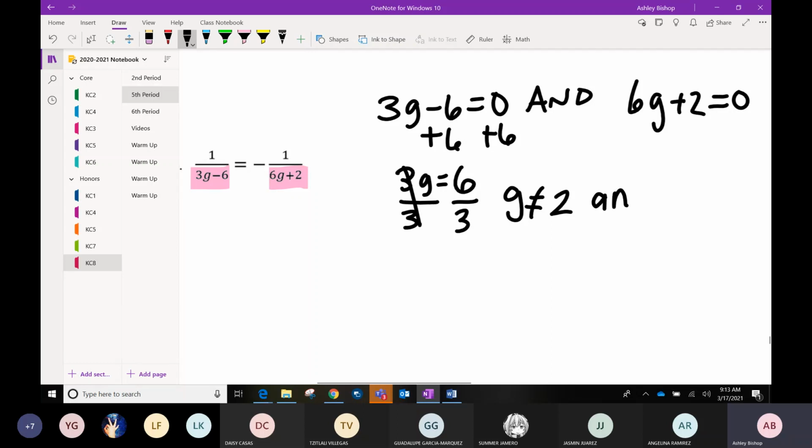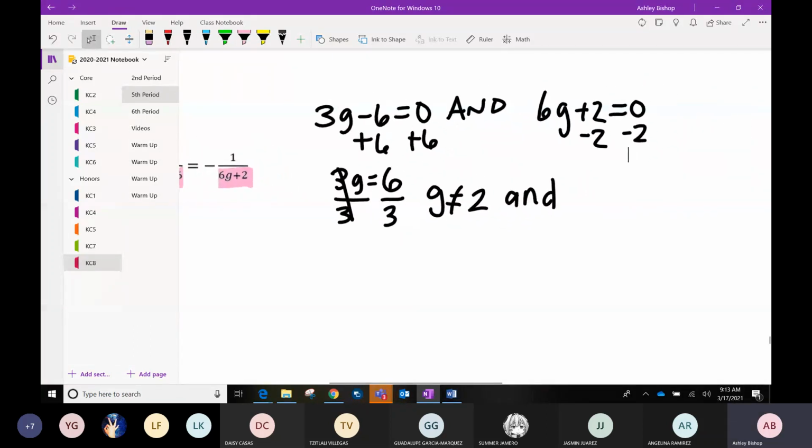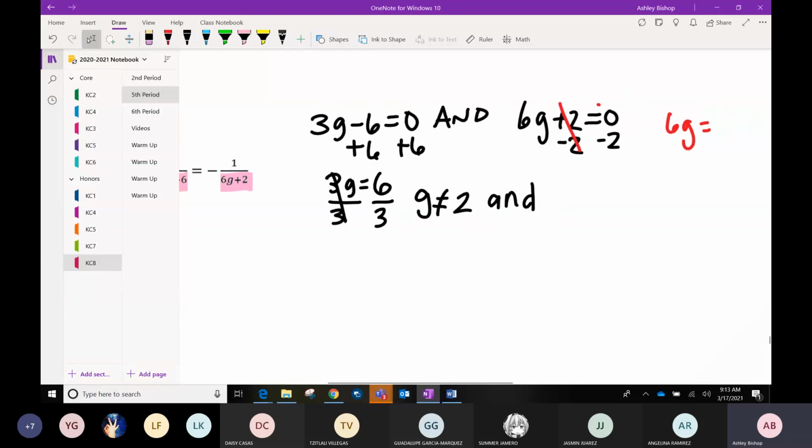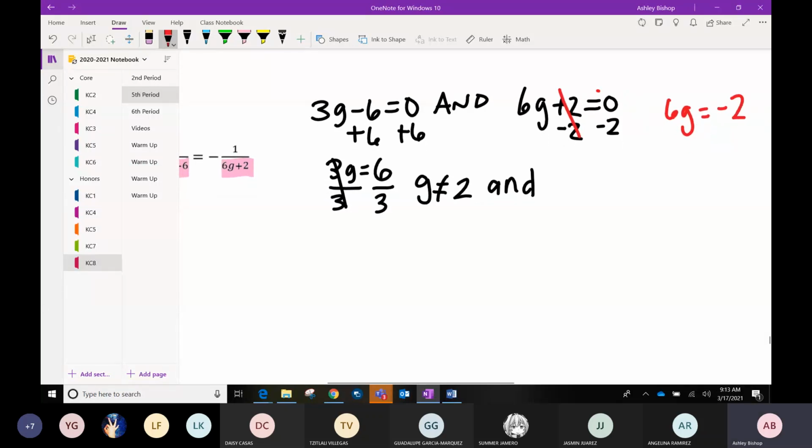And we need to also see what else G cannot be. So I have 6G plus 2. I'm going to subtract 2 from both sides. I have 6G equals 0 minus 2, which is negative 2. Divide by 6, divide by 6. If you put G equals negative 2 divided by 6 in your calculator, you will get negative 1/3 simplified. G cannot equal negative 1/3.